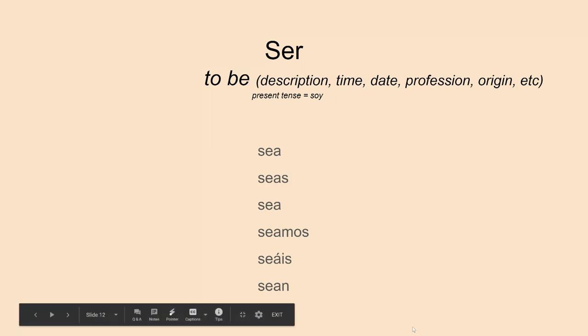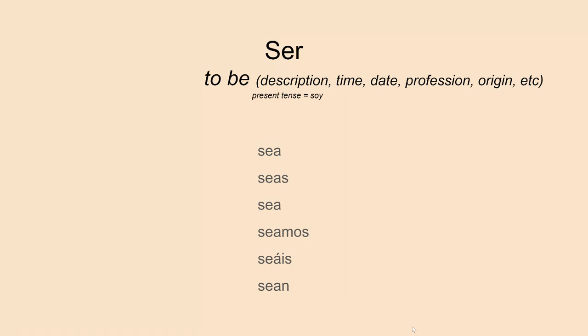Ser, to be, for description, time, date, profession, origin, etc. The present tense was soy. Sea, seas, sea, seamos, seáis, sean.